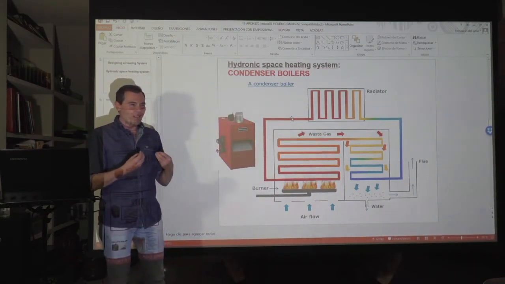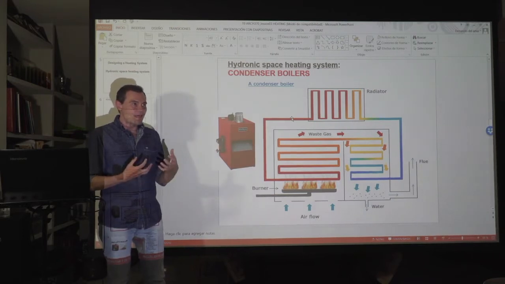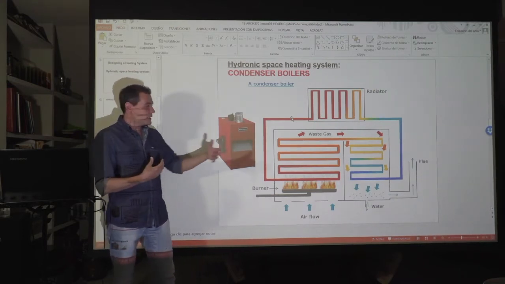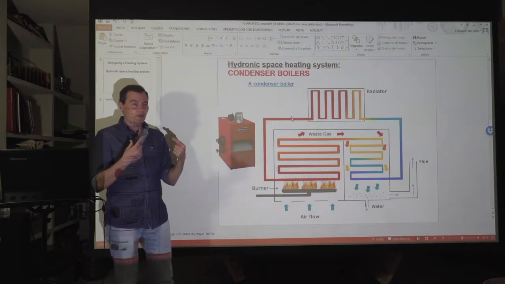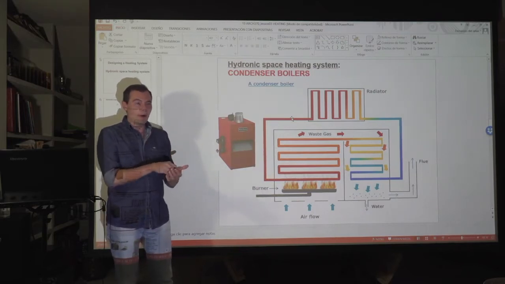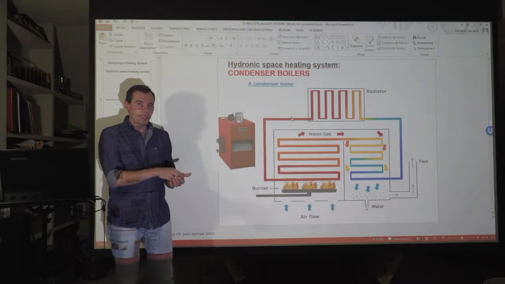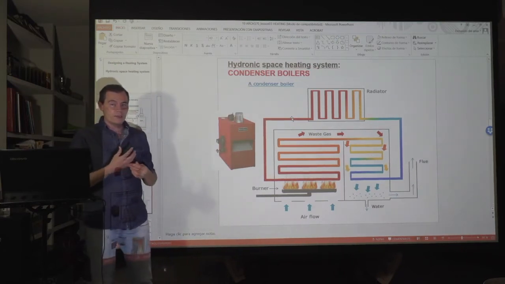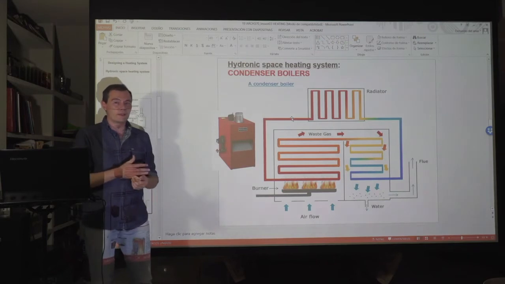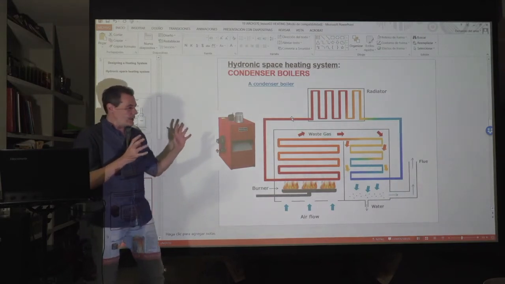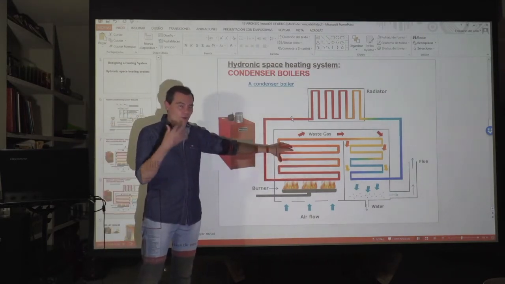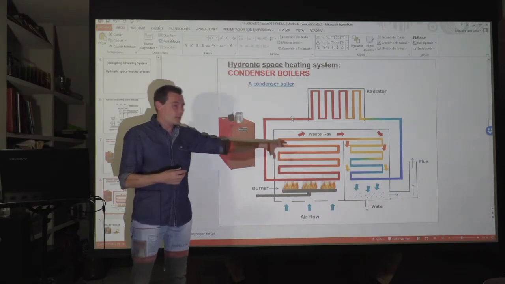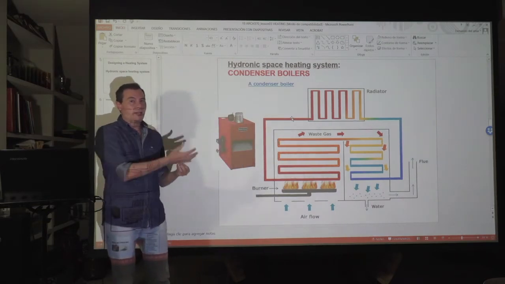Again, do we need to know how this works? No, this is not for architects. We're not designing boilers. But if we specify a boiler in our house or in our building, we have to make sure that it's a condenser boiler, because the efficiency is much better than non-condenser boilers. Okay, I want you to understand how it works, but you don't have to design these kinds of things.